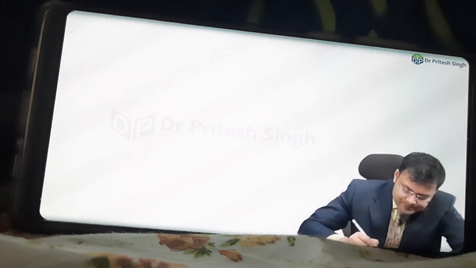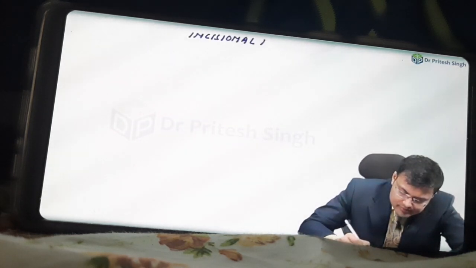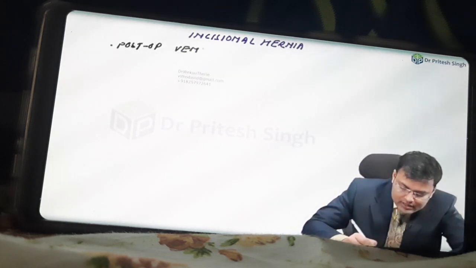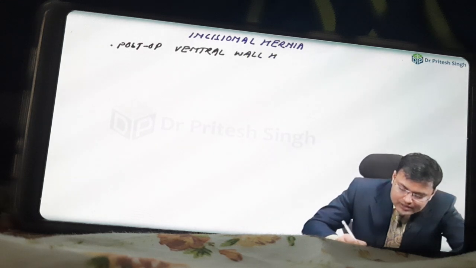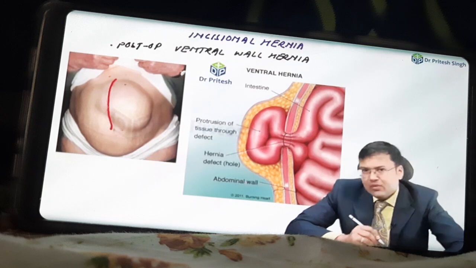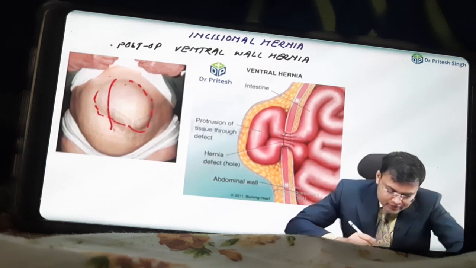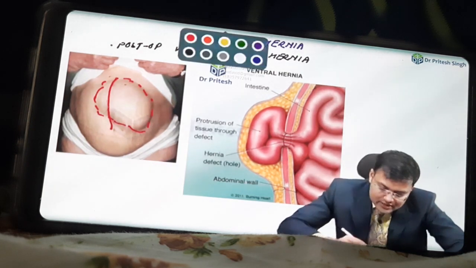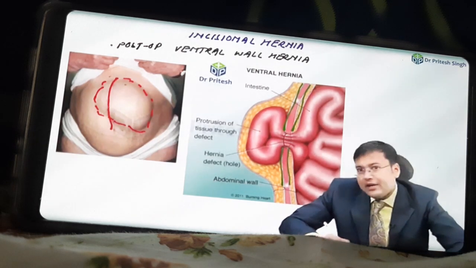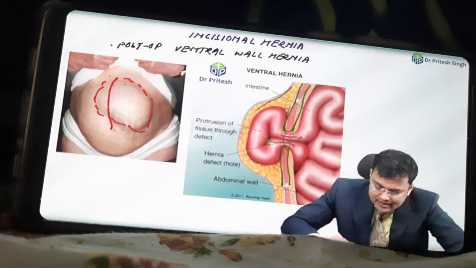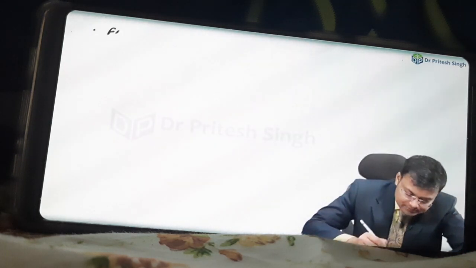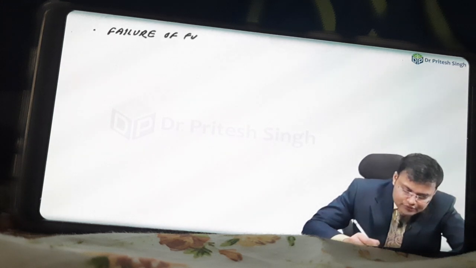Next is incisional hernia. It is also known as postoperative ventral wall hernia. If you see these two diagrams, you can make out that there is a scar because of the incision, and this is the swelling, which is covered by skin and subcutaneous fat. Here you can make out that this is the rectus sheath, and there is the rectus muscle. What happens? There is failure of fusion of the fascial tissue. Because of that, there is herniation, covered by skin and subcutaneous fat. So this is incisional hernia, caused by failure of fusion of fascial tissue.